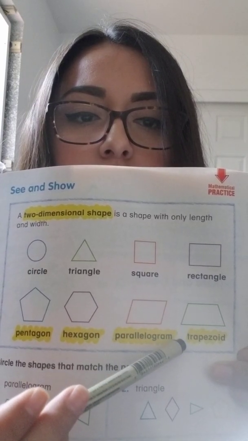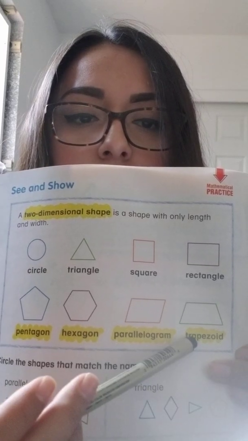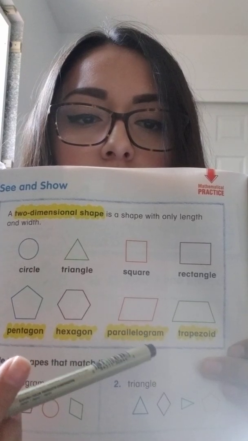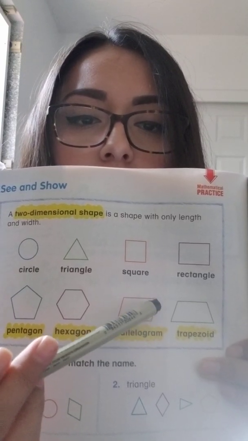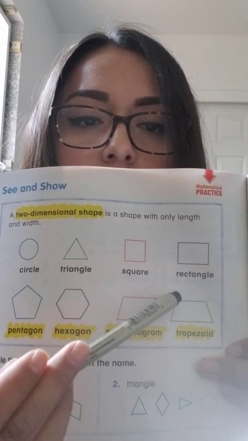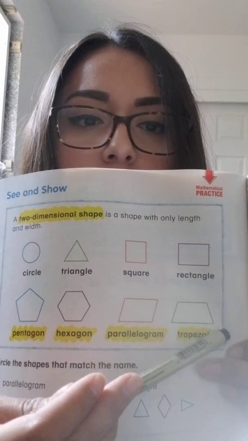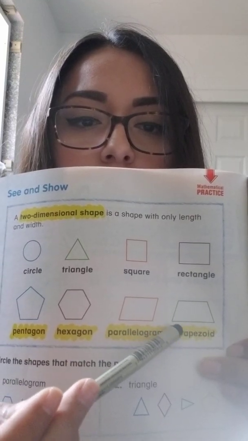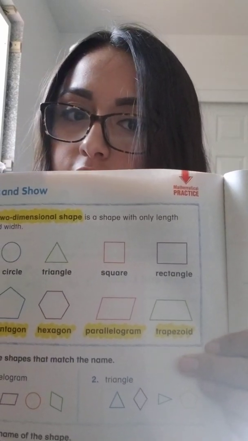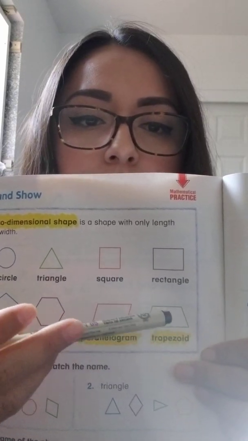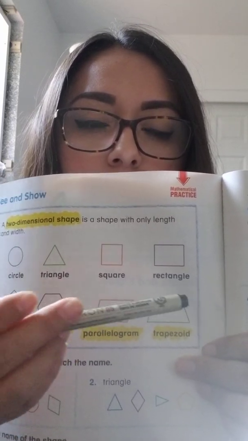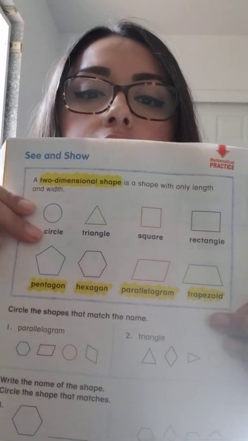And then there is a trapezoid. A trapezoid is similar to a parallelogram, but do you see how these 2 lines both face the same way? Well, in the trapezoid, they face inwards, so they're not facing the same way, and then it is not a parallelogram because it also doesn't have the equal length sides. So this bottom line is longer than the top one.